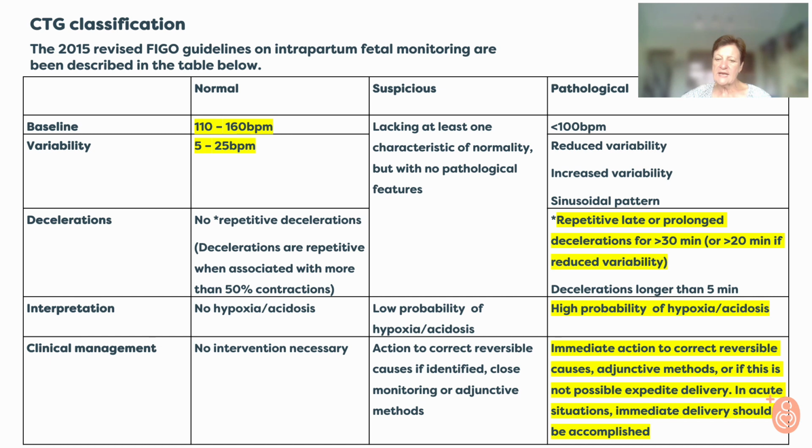In this case, it was late, and prolonged is more than 3 minutes, so it's not really 100% prolonged. But it's pathological if it's repetitive for more than 30 minutes, or 20 minutes if there's reduced variability as well. Now, our graph is not 30 minutes long. Our graph is about 20 minutes long. So it's difficult to really say, but I think one can assume, just for hypothetical reasons, that our graph is longer than 30 minutes.